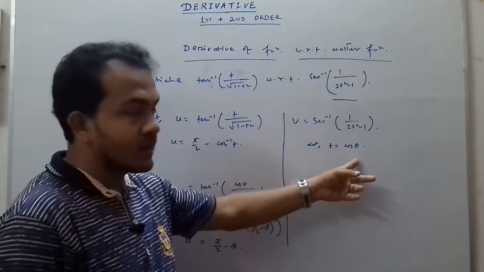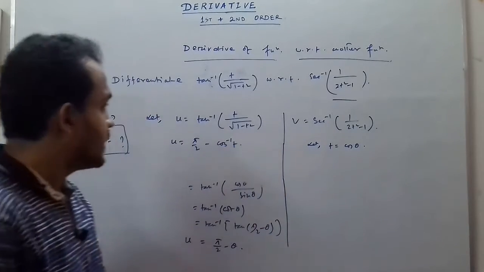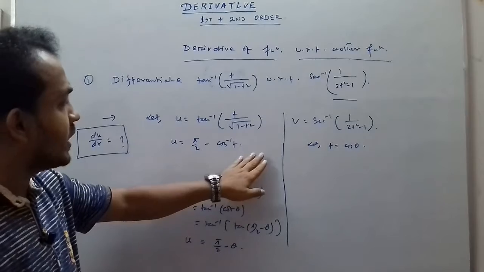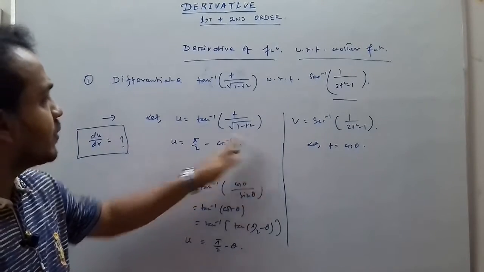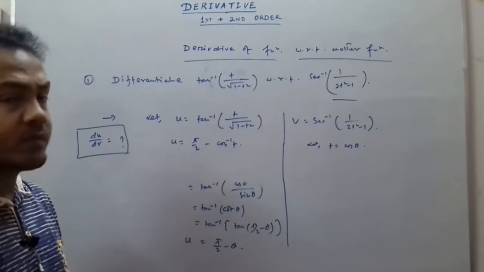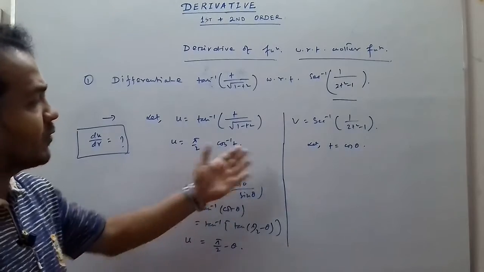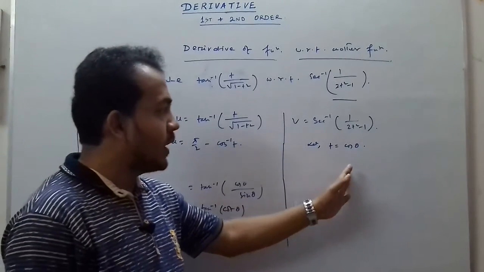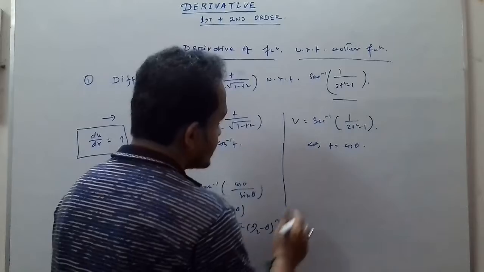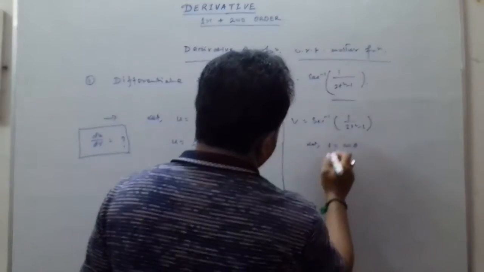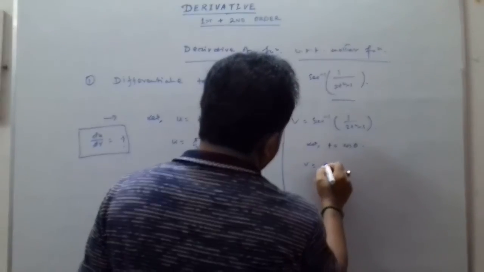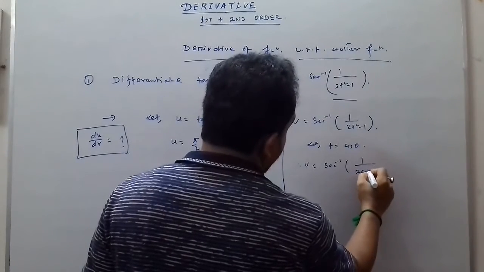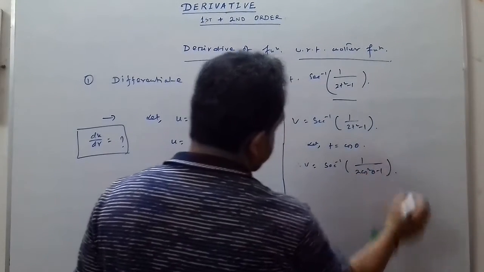It is not necessary to take the same assumption in both u and v. There may be different assumptions, but here we have the same assumption, t is equal to cos theta. Then v becomes sec inverse of 1 over 2 cos square theta minus 1.